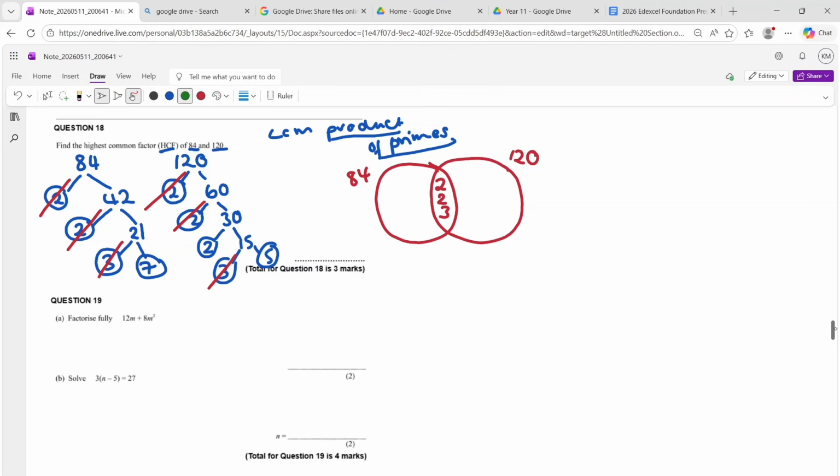Now, whatever I've got left over, I've got a 7 here, that's going to go over there, in my other bubble. And I've got a 2 and a 5 here, so that's going to go on the right-hand side with 120. That's going to go over there.